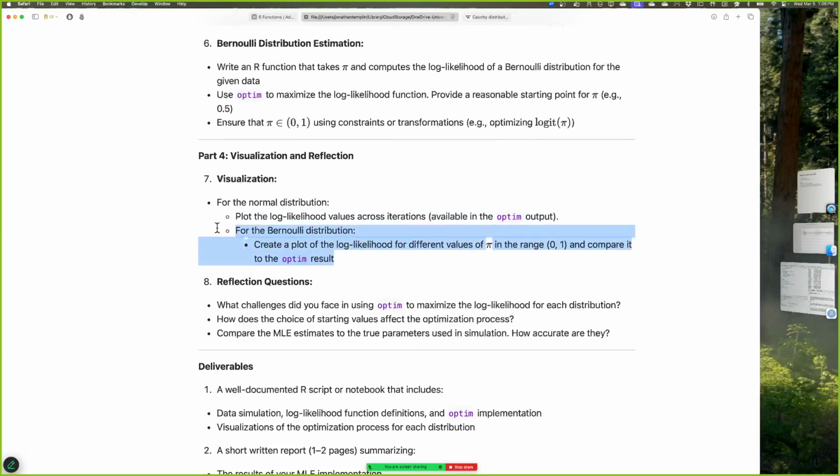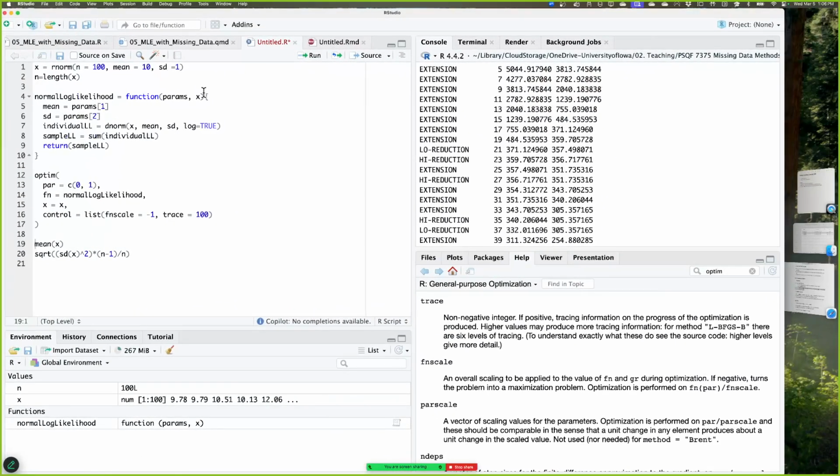But for the Bernoulli distribution, this is a plot you can make on your own. Think of it this way. For this distribution, we want pi, the parameter value, to be on the x-axis, between 0 and 1. And on the y-axis, I want the value of the log likelihood. That would come from taking a loop over values of pi and calculating the log likelihood for each one of those values that you submit to it. That'll give you a shape of what the log likelihood is. And what you should see is the maximum in the log likelihood should be roughly where pi is the result from Optim.